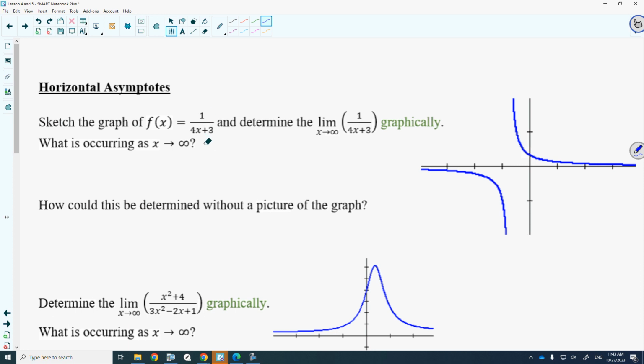For this function, actually, before we even do the horizontal asymptote, there is a vertical asymptote here. Vertical asymptote at x is equal to, Sarah, what's the VA? Negative 3/4, so negative 0.75. So there is in this graph a vertical asymptote right here.